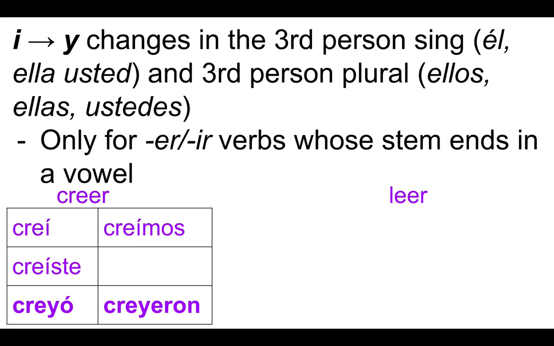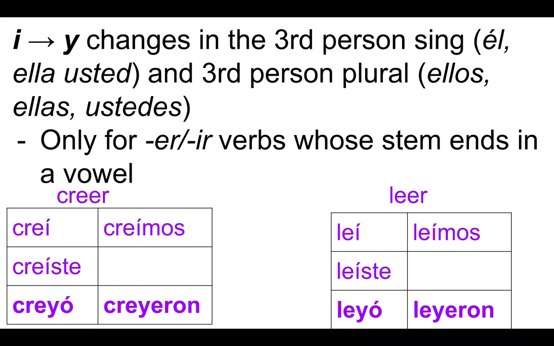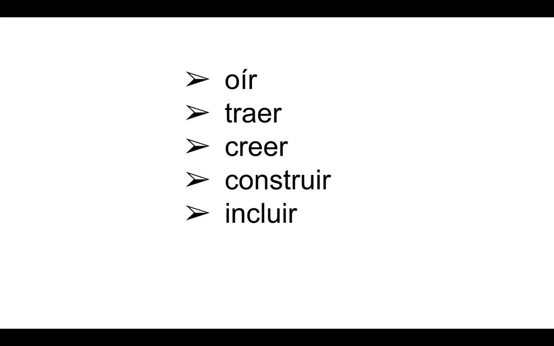Por ejemplo, creer, creí, creíste, creyó, creímos, creyeron. The I changes to a Y only in the third person singular and the third person plural form. Leer, leí, leíste, leyó, leímos, leyeron. Again, the spelling change only exists in the él, ella, usted form or the ellos, ellas, ustedes form. Other verbs that will follow this rule: oír, traer, creer, construir, incluir. They are ER and IR verbs whose stem ends in a vowel.